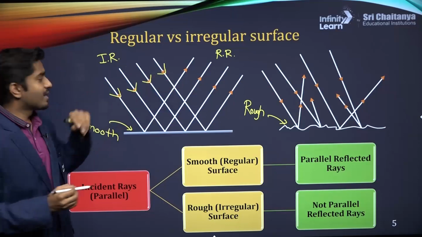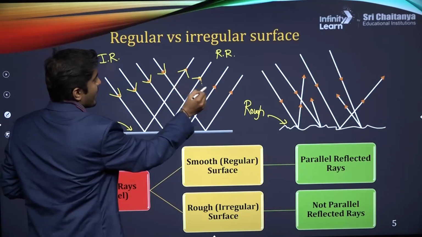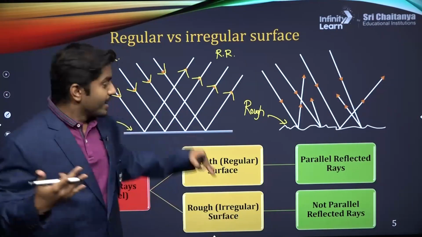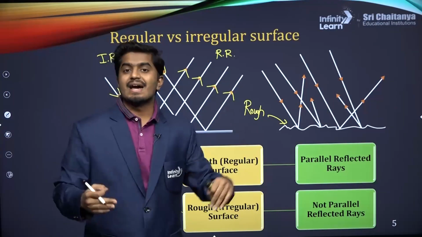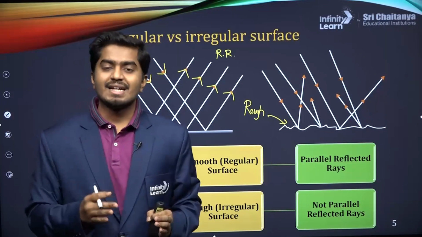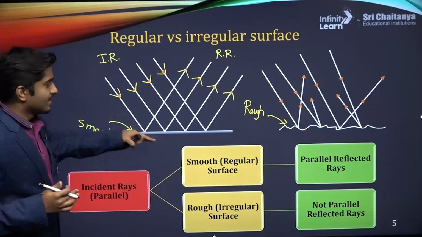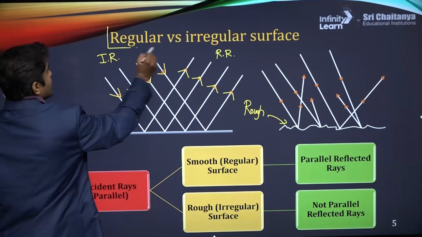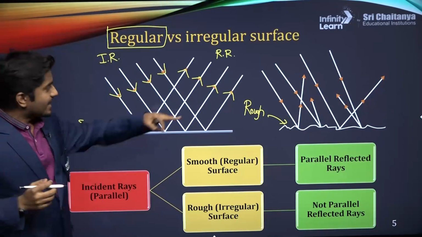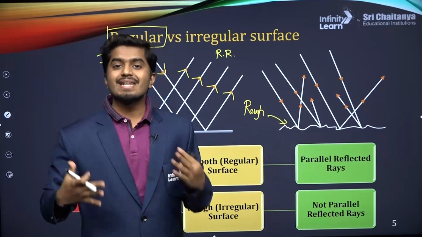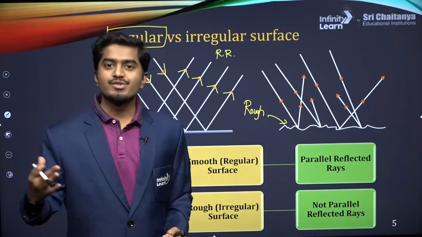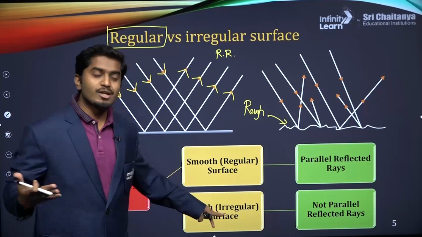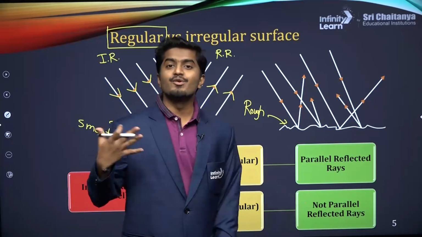Now all of these reflected rays are also parallel to each other. So whenever you get this type of reflection in which the reflected rays are parallel to each other, we say that it is a regular reflection. So this one is called regular reflection, and this one is called irregular surface or diffused reflection. When you have a rough surface, that is an irregular surface, you get a diffused reflection.